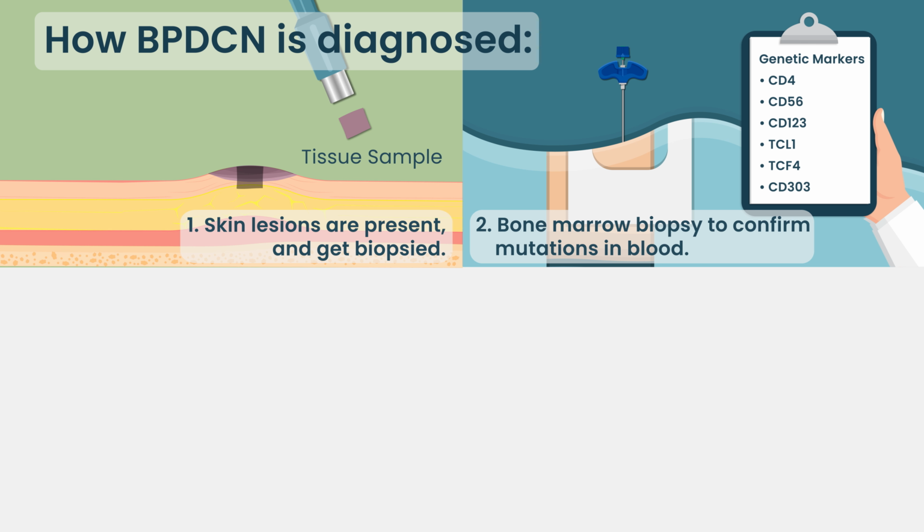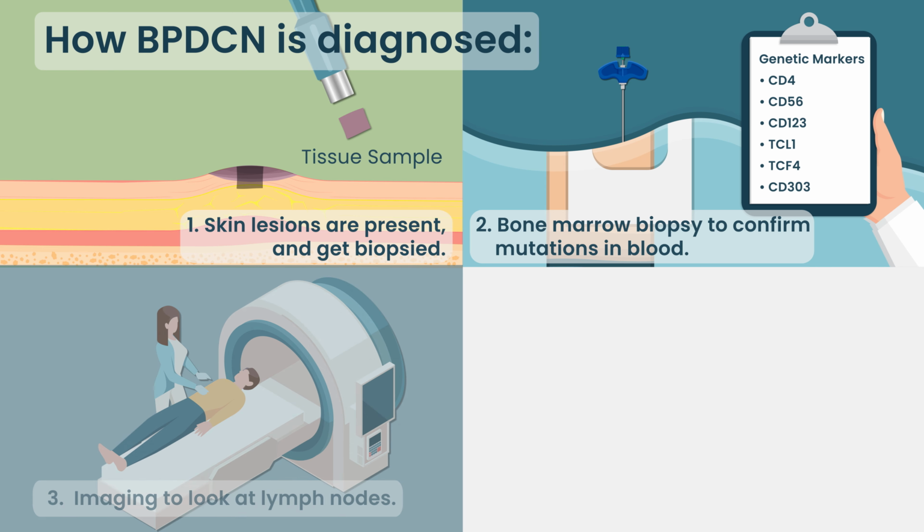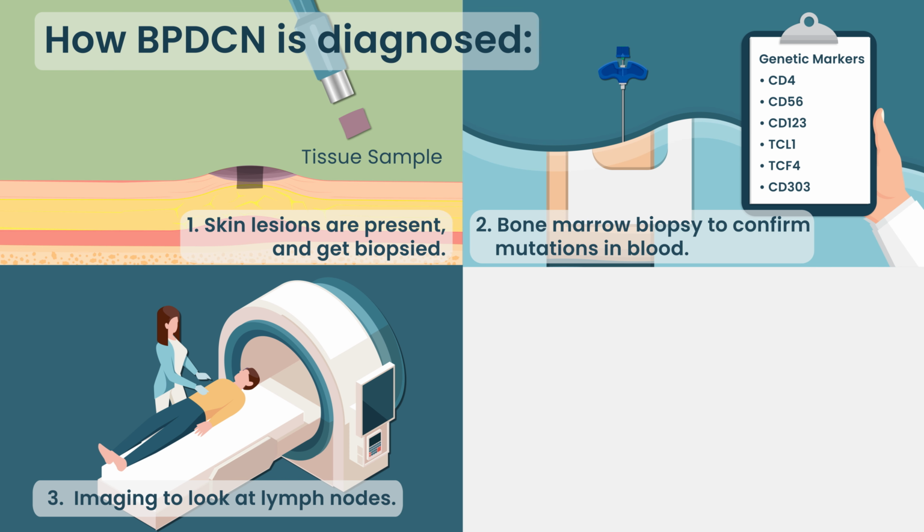But three and four are very important, I would say essential, in the staging of all BPDCN, particularly at baseline. Number three is that it can affect the lymph nodes at a decent frequency. And so imaging of the body, as one would do in lymphomas, so a PET CT or CT scan at baseline.